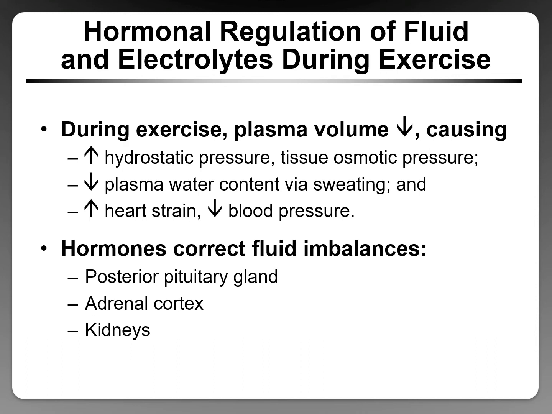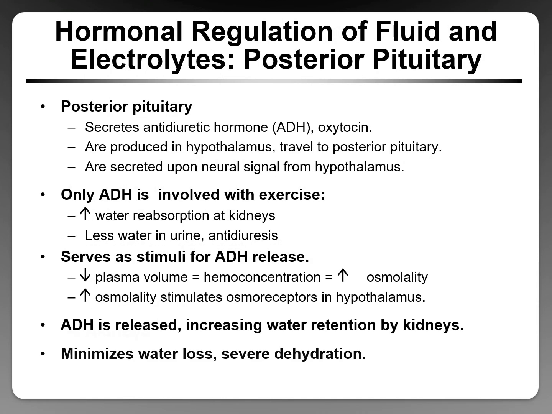Additionally, hormones in the body are going to regulate fluid and electrolytes during exercise. This is because during exercise, plasma volume is going to decrease. This is going to cause an increase in hydrostatic pressure and an increase in tissue osmotic pressure. We'll also see a decrease in plasma water content due to sweating, and an increase in heart strain and a decrease in blood pressure. Hormones that are going to help correct our fluid imbalances will be the posterior pituitary gland, the adrenal cortex, and the kidneys.